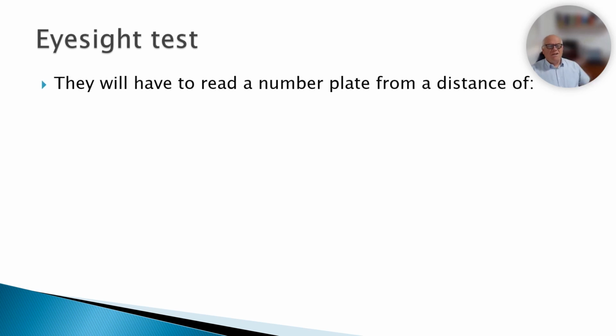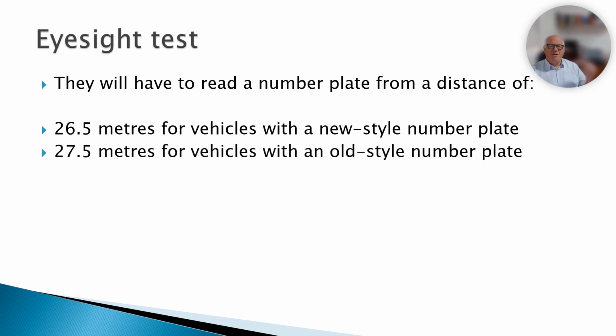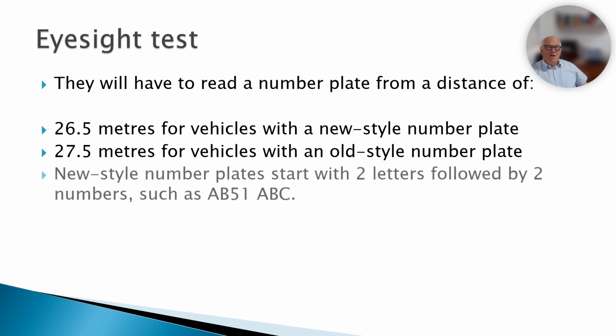Let's look at this eyesight test. They will have to read a number plate from a distance of 26.5 meters for a vehicle with a new style number plate. I think it's 27 with the old. 26.5 with the vehicle with the new style number plate. Yes, 27.5 meters with the old style number plate. The new style number plates are the ones that, as you know, are like AB51 ABC, so to speak, whereas the old one, GEL761D, that was the old one, and they used a different font, different type of lettering.